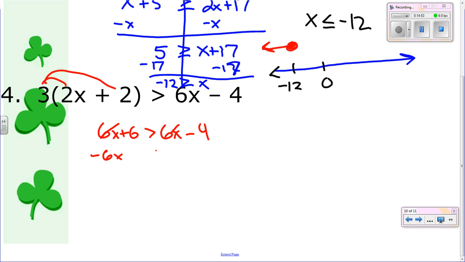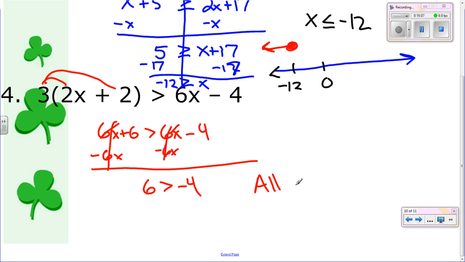Subtract 6x from both sides. Now they cancel out anyways. It gives you 6 is greater than negative 4. Is 6 greater than negative 4? Yes. So your answer is all real numbers.